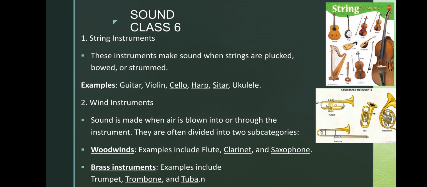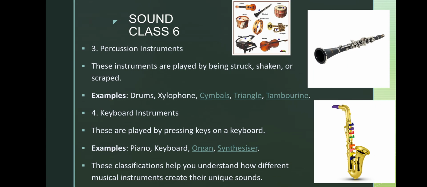You can see these instruments. Brass instruments are also shown, and on the upper figure, the string instruments are shown. Then the third type of musical instruments are percussion instruments. These instruments are played by being struck, shaken or scraped. Example: drums, xylophone, cymbals, triangle, tambourine.